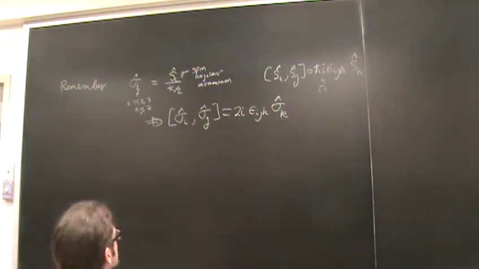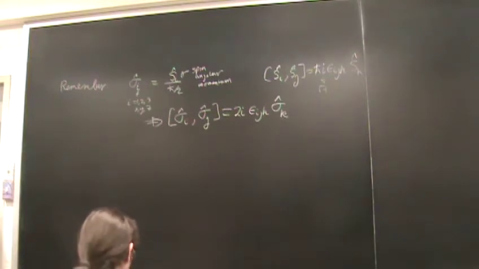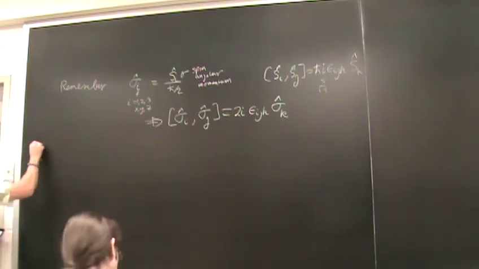So let's check that. We've got our Pauli operators over there. So sigma x times sigma y.